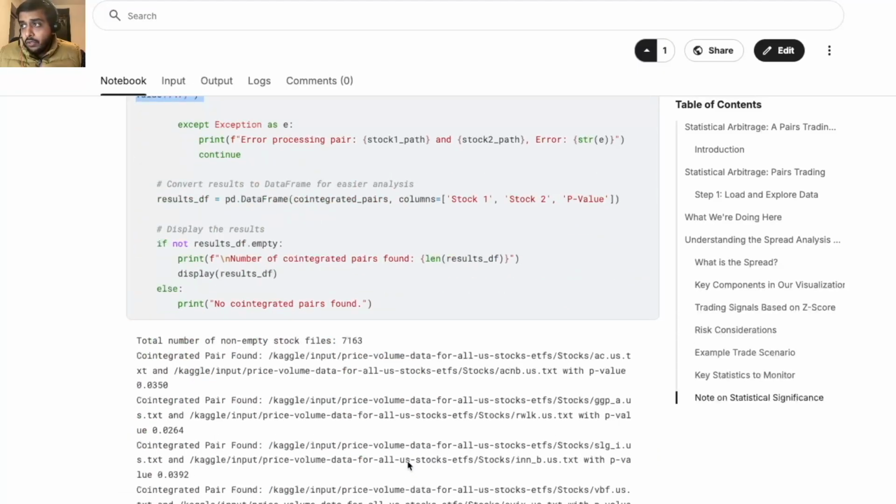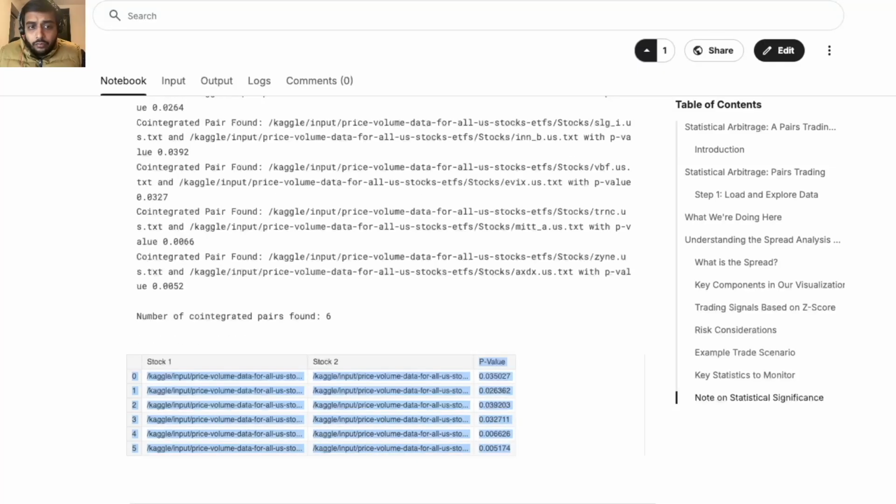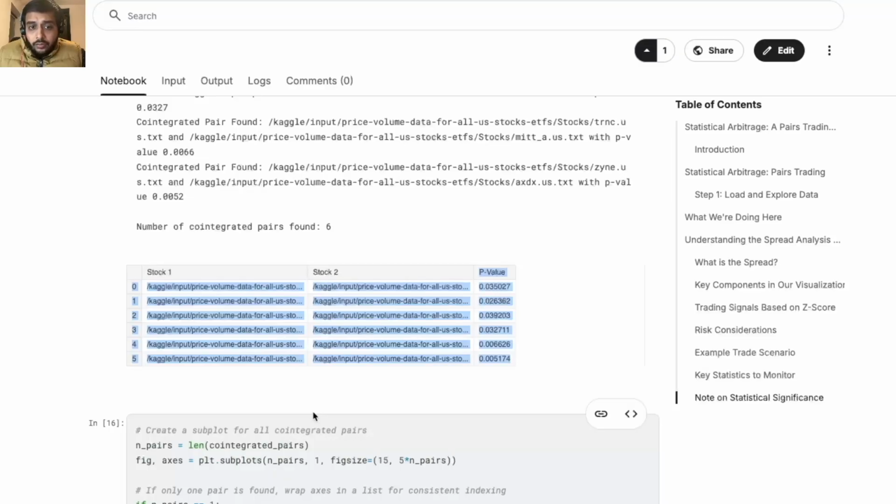And when we run it on 100 random pairs, we found 6 pairs that are actually worthy of pair trading. For example, these are the 6 pairs that have p-value less than 0.05. Once we have these 6 pairs, what we can do is plot them and see the spread, the mean value, and the standard deviations.